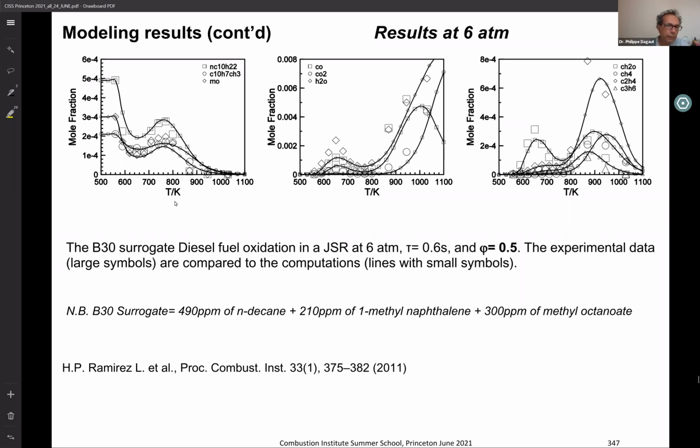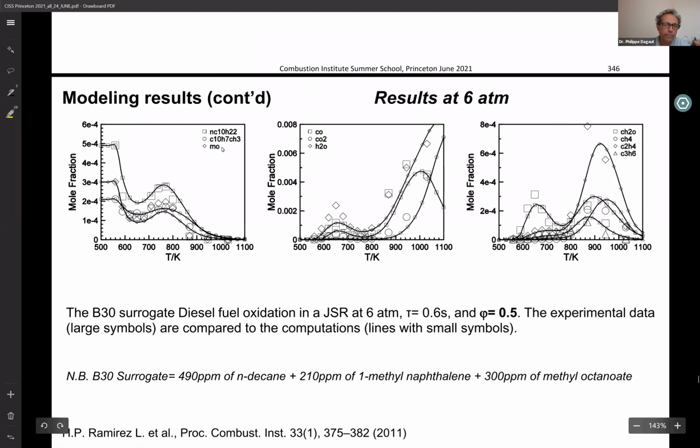It wouldn't show any cool flame if it was reacting alone, but due to the oxidation of the two other fuel components, which can react through a cool flame below 800 Kelvin, they produce radicals which attack alpha-methyl naphthalene, and then we get some oxidation.